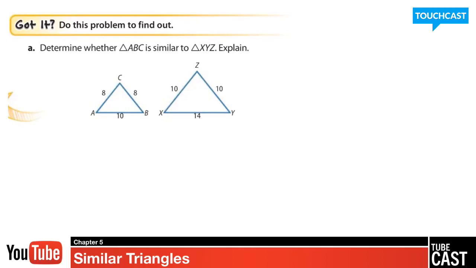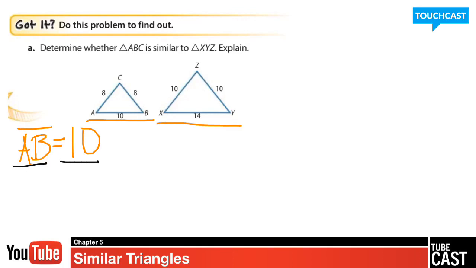First, let's look at the sides. We want to set up a ratio. So we have triangle ABC, and we want to look at whether or not it's similar to XYZ. So let's look at the side AB. AB is equal to 10, and this is how we would write line segment AB with the line over it. It is referring to the part of the triangle that I've underlined in orange. Now we want to put this over the corresponding side in what we presume to be the similar triangle, which would be XY.